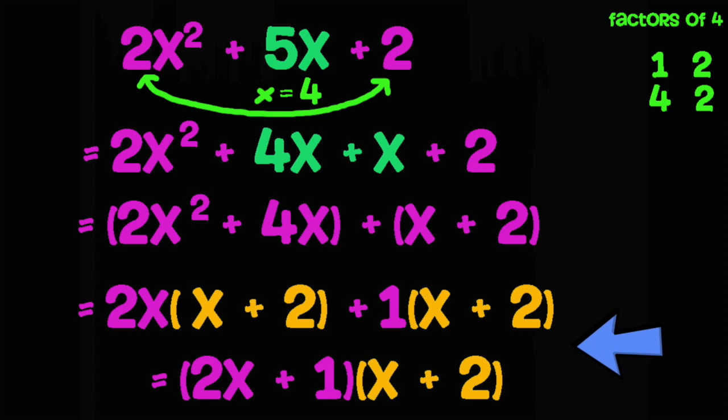Now you can see the common binomial factor of x plus 2, so what we need to do is write out the 2x plus 1 in the first bracket and the x plus 2 in the second bracket. Hence we have now factorised 2x squared plus 5x plus 2.